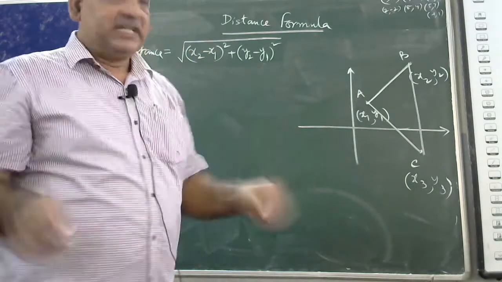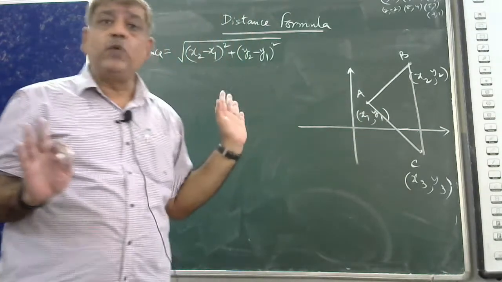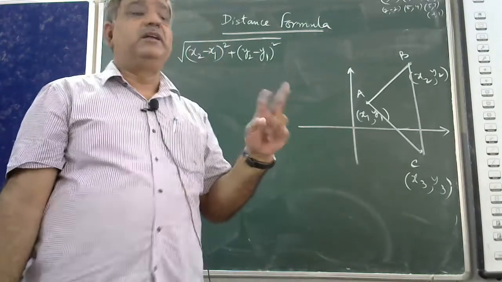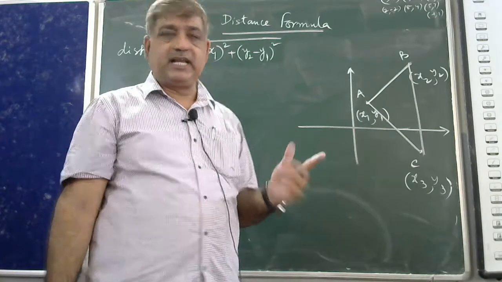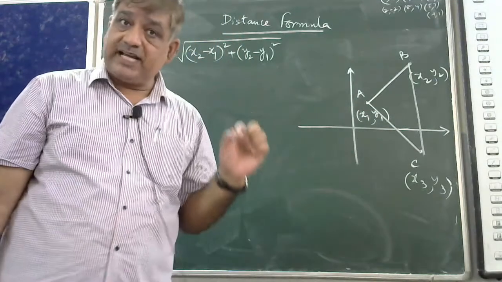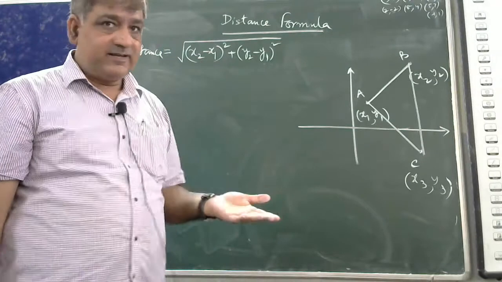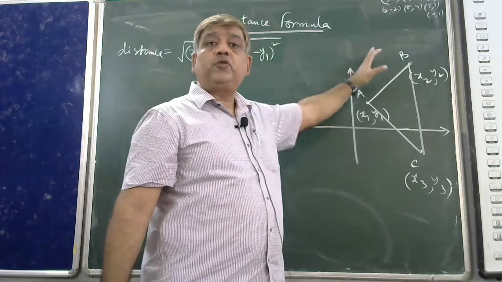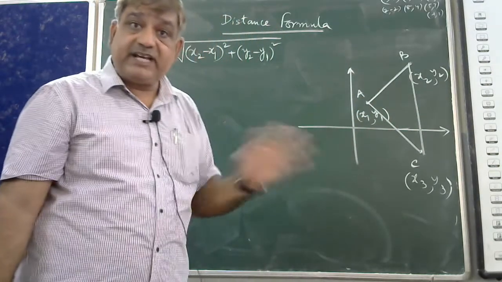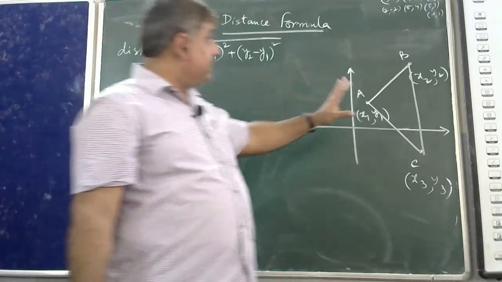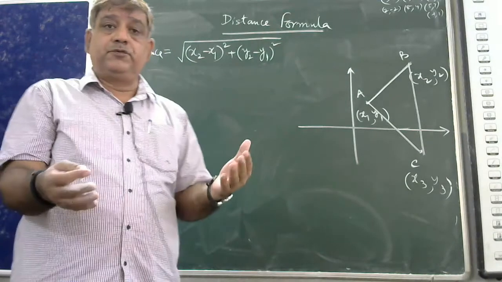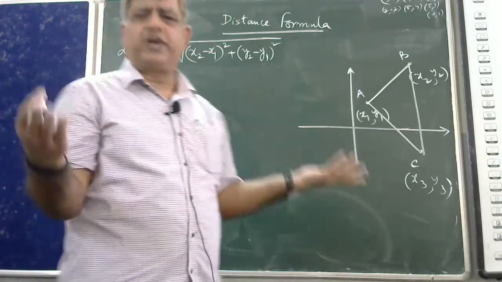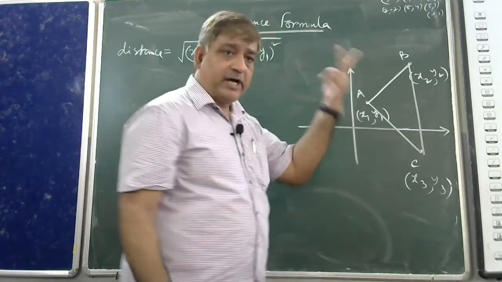Once you get the lengths of the sides of the triangle, you are able to identify what kind of triangle it is. If none of the lengths are equal, the triangle is scalene. If any two lengths are equal, it is isosceles. If all three lengths are equal, it is equilateral. And one more thing: if the square of one side is equal to the sum of the squares of the remaining two, then the triangle is a right angle triangle. So, using this formula, we can prove that a triangle is right angle, isosceles, equilateral, scalene, or more.